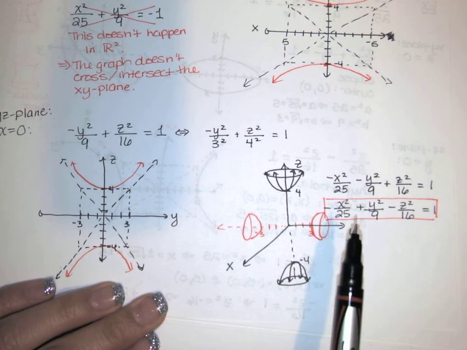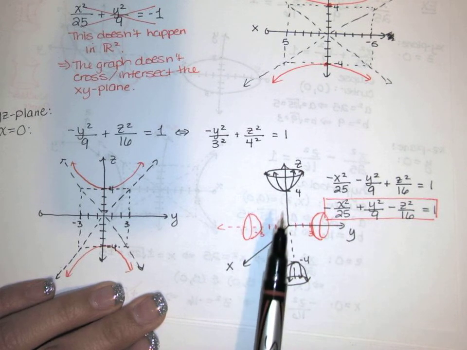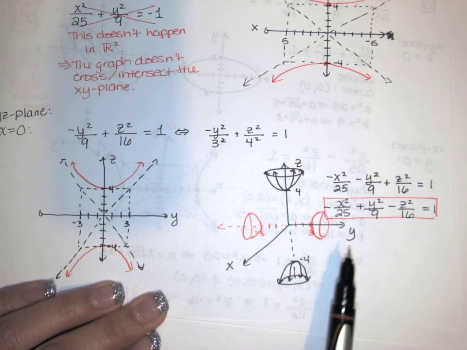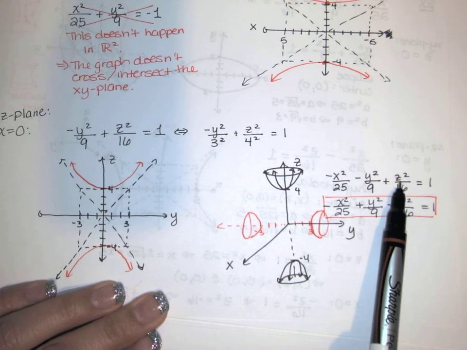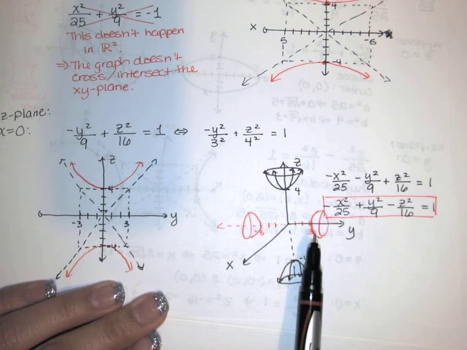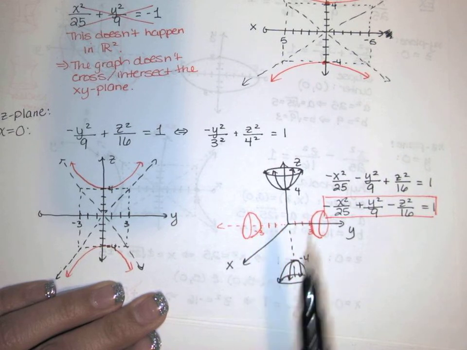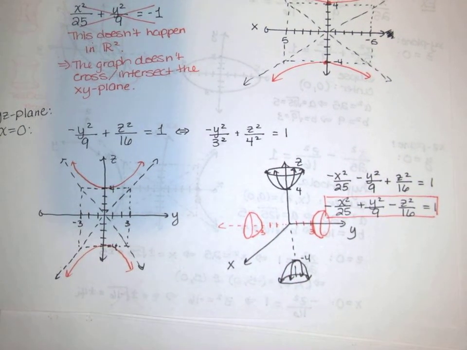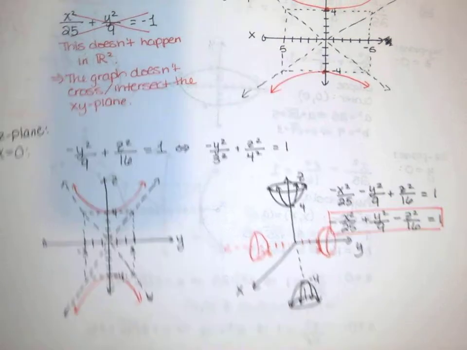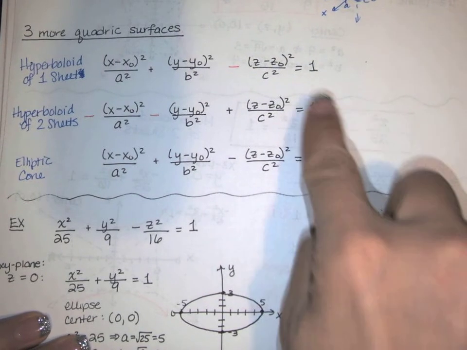So it does not have to open up and down like this. It opens up and down, the hyperboloid of two sheets, if the z is positive. If the y is positive, it looks like this. And if the x were positive and the other two were negative, it would open on the positive x-axis and the negative x-axis. So that's a hyperboloid of two sheets. All right. So we looked at this one.